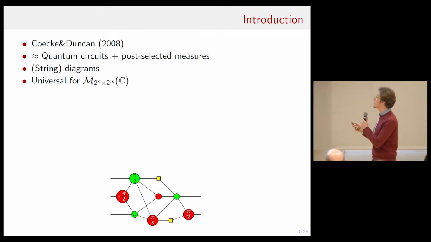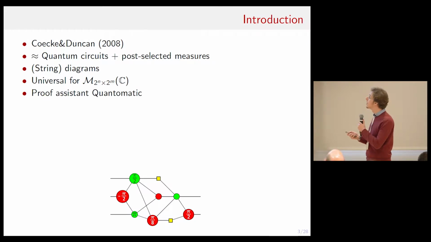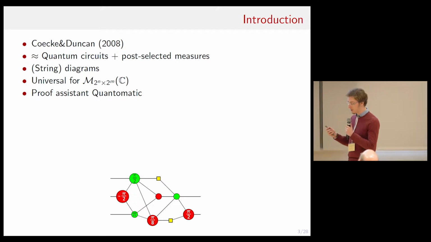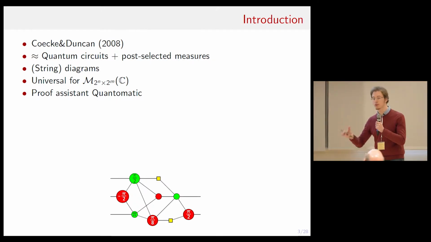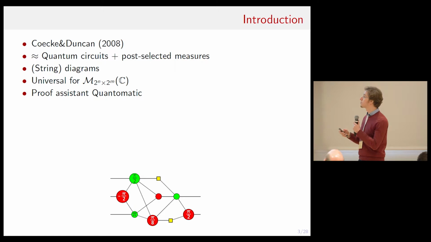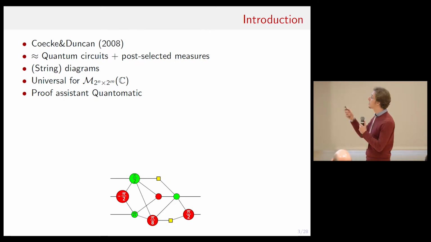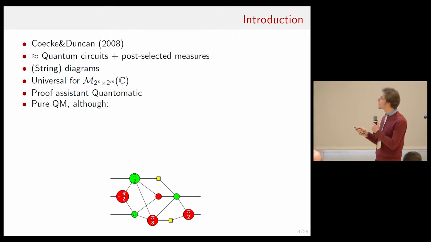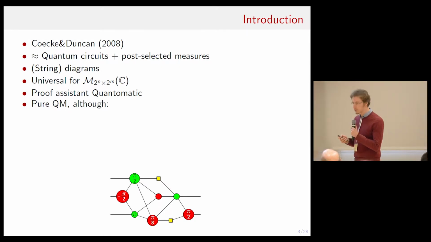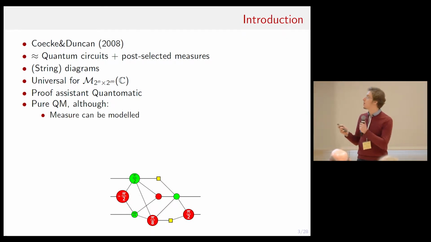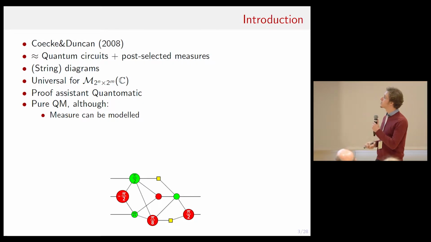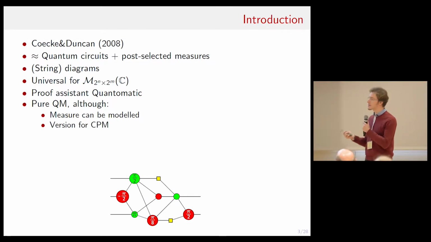So yeah, the ZX diagrams are universal for quantum mechanics. It comes with a set of axioms, so transformations between diagrams that preserve the semantics and that can be embedded in the proof-assistant Quantomatic. What I'm going to present is the ZX calculus for pure quantum mechanics, although the measure can be modeled, and there exists another version of the ZX calculus for CPMs.